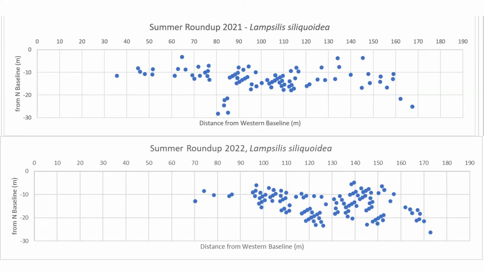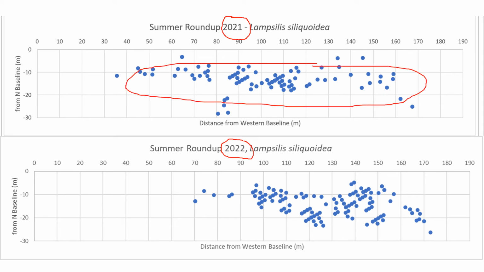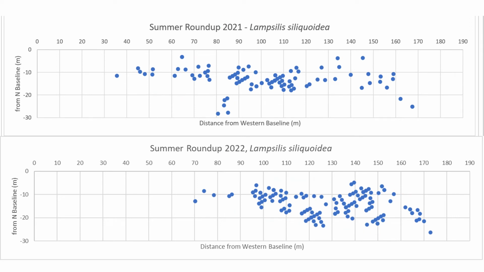This really starts to get fun when we start comparing apples to apples. So when we look at the scatter plot for Lampsilis silicoidea during the summer of 2021 versus the summer of 2022 roundups, they are kind of similar and kind of different. It looks to me like maybe we had a little broader distribution of dots during summer 2021, and then this year maybe a little bit tighter and a little bit farther to the east. But honestly, it's a little bit hard to compare scattery, blob-like shapes, and that's why I chose to use this population center metric as a way of getting a little more precise about that.